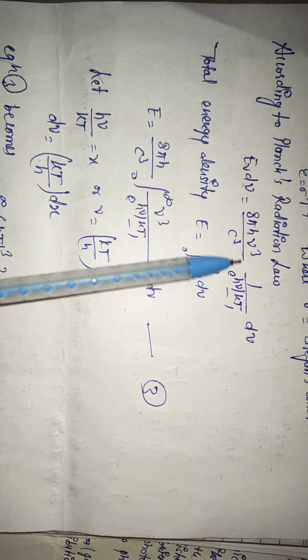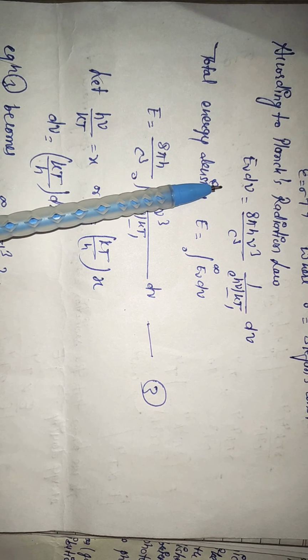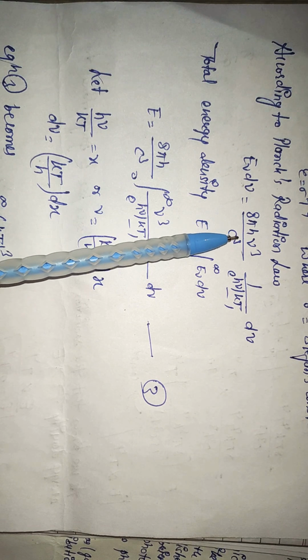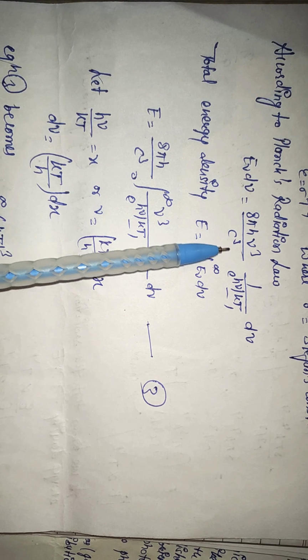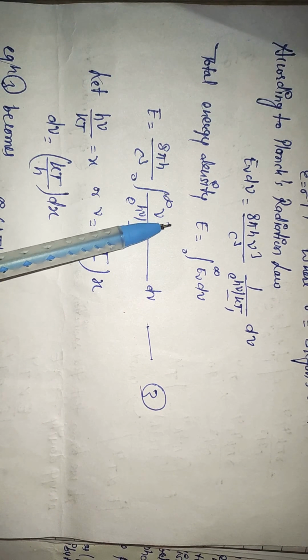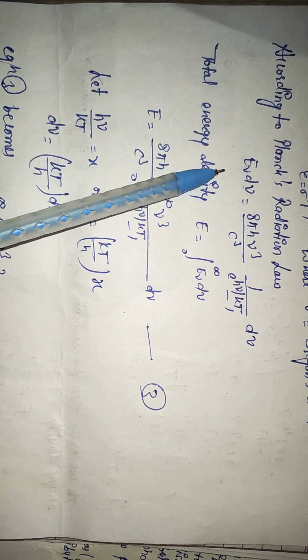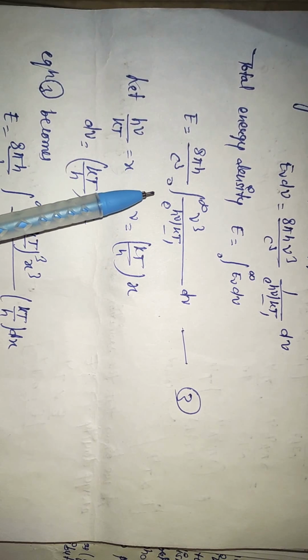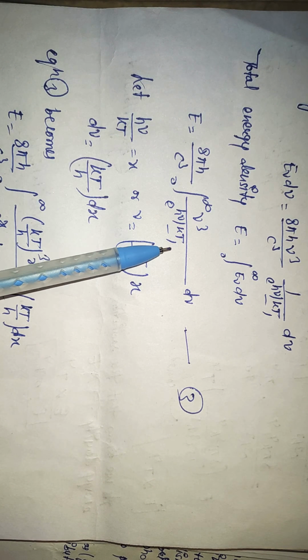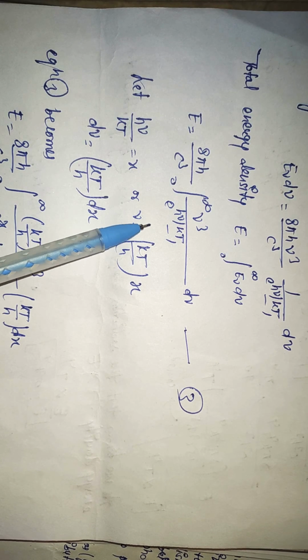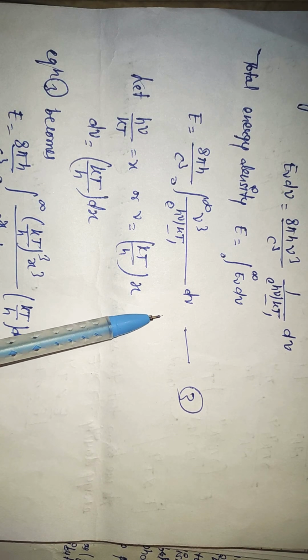According to Planck's radiation law, we have E_nu d nu, where nu is the frequency of radiation emitted, equals 8 pi h nu cube over c cube. Now total energy density E is obtained by integrating this value. So E equals 8 pi h by c cube times the integration from 0 to infinity of nu cube divided by e raised to the power h nu by kT minus 1, d nu.